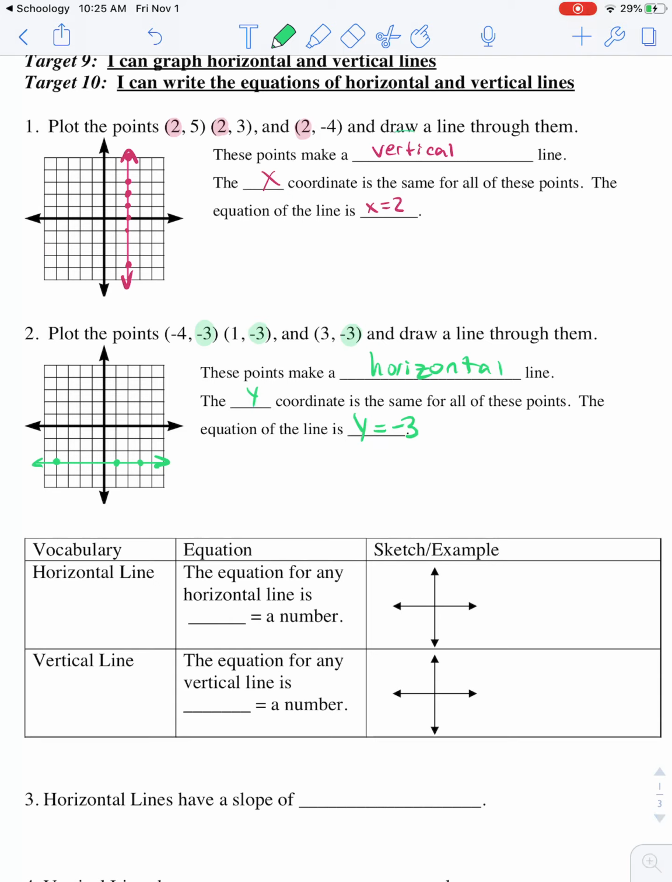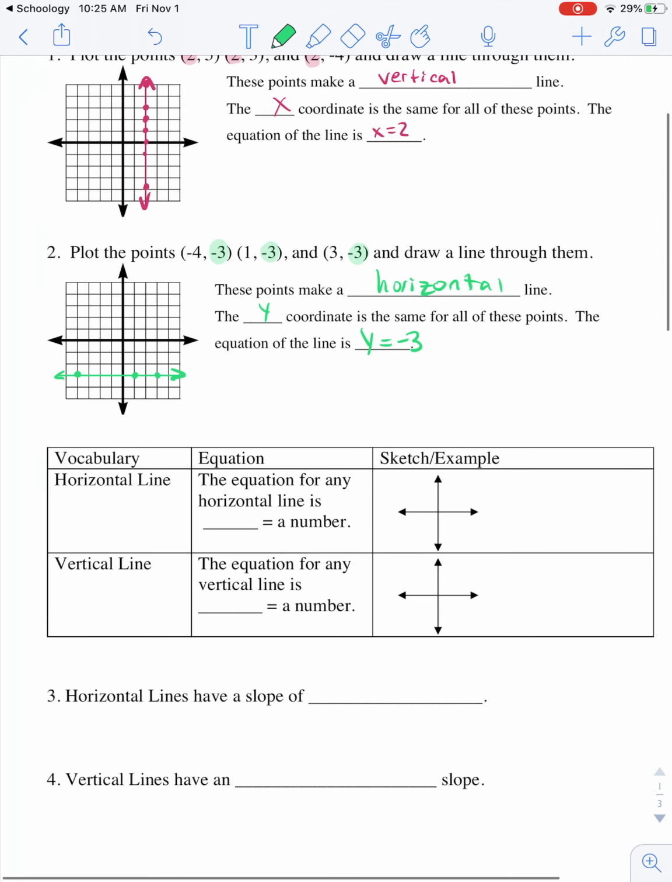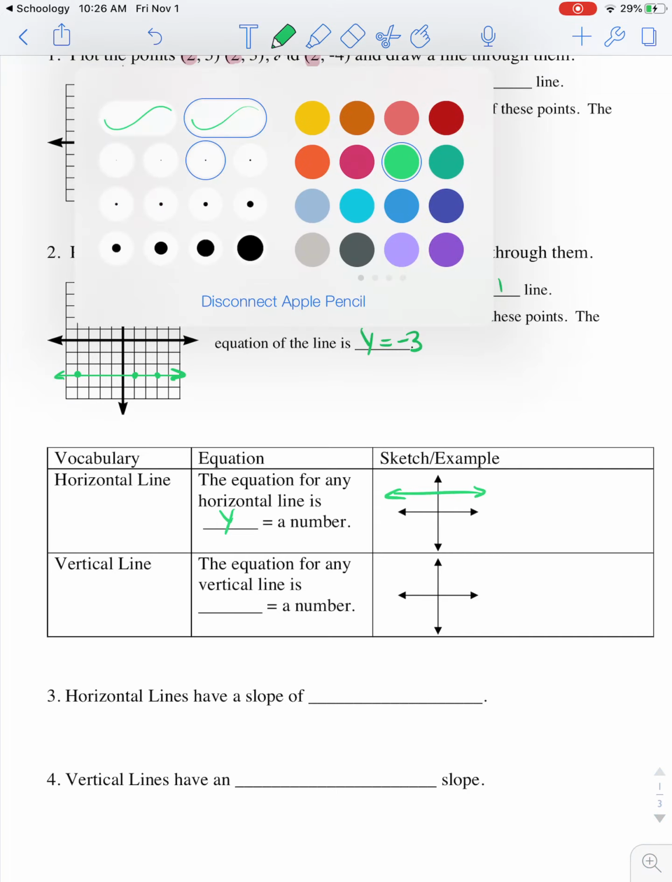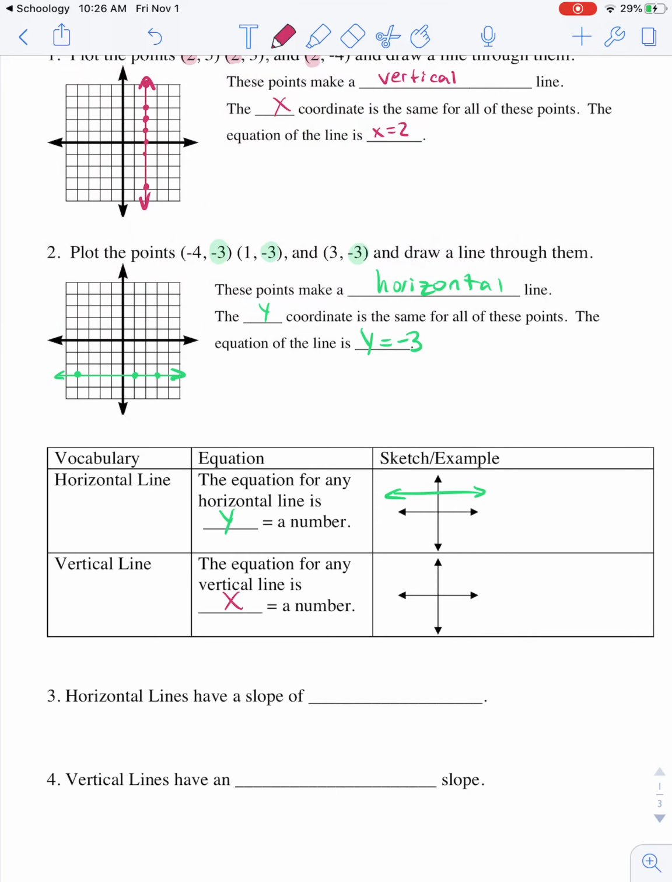So for vertical lines, you're going to have an x equals equation, and for horizontal lines, you're going to have a y equals equation. And that's what we're going to put right here. For a horizontal line, y equals a number is how you're going to write the equation. That's what a horizontal line looks like. For a vertical line, we're going to have x equals a number. And this is what a vertical line looks like.